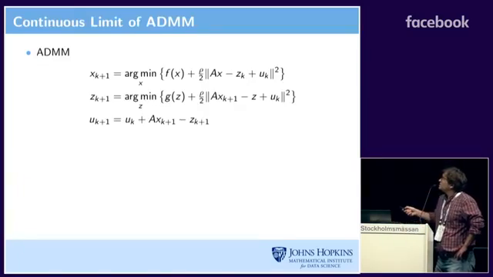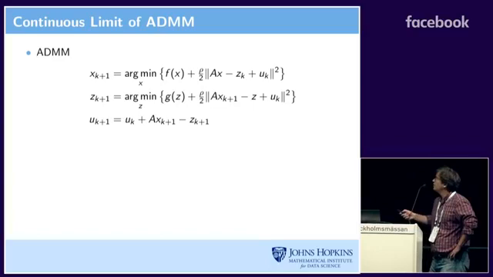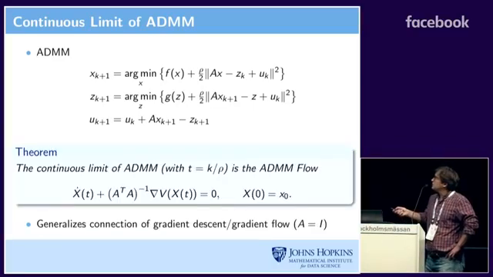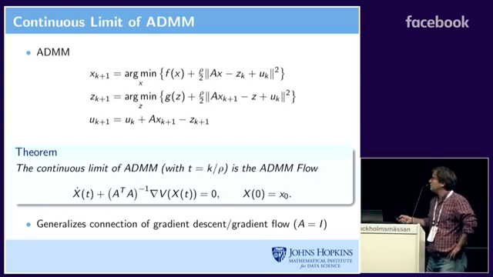So ADMM is given by this set of updates. We have the two proximal operators here and the update on the dual variable, and rho is the penalty parameter. Our first result is that the continuous limit of this set of updates is given by this first order differential equation, which here we call ADMM flow.